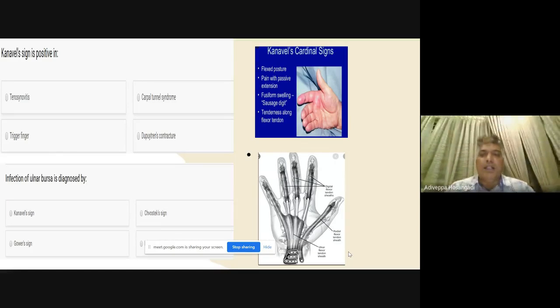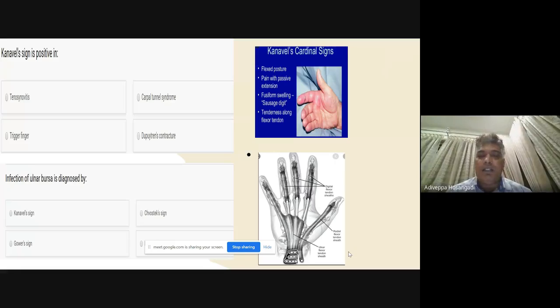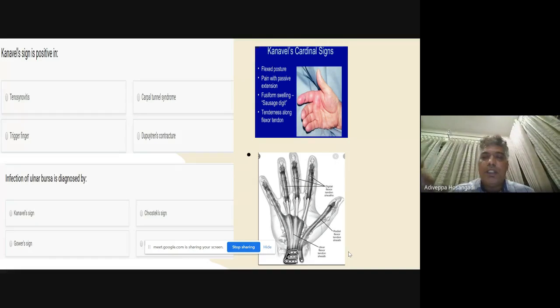Tenosynovitis. Okay. Some relevant legend or literature I want to show you so that you will never forget. Kanavel sign is seen in tenosynovitis. Okay. Tenosynovitis. First, you see about the anatomy.